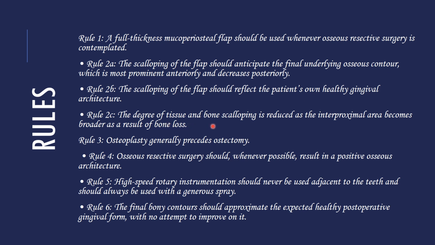The degree of tissue and bone scalloping is reduced as the interproximal area becomes broader, as the area of bone loss. Rule 3: Osteoplasty generally precedes ostectomy. Osseous resective surgery should, whenever possible, result in a positive osseous architecture. High speed rotary instrumentation should never be used adjacent to the teeth and should always be used with a generous spray. The final bony contour should approximate the expected healthy postoperative gingival form with no attempt to improve on it.